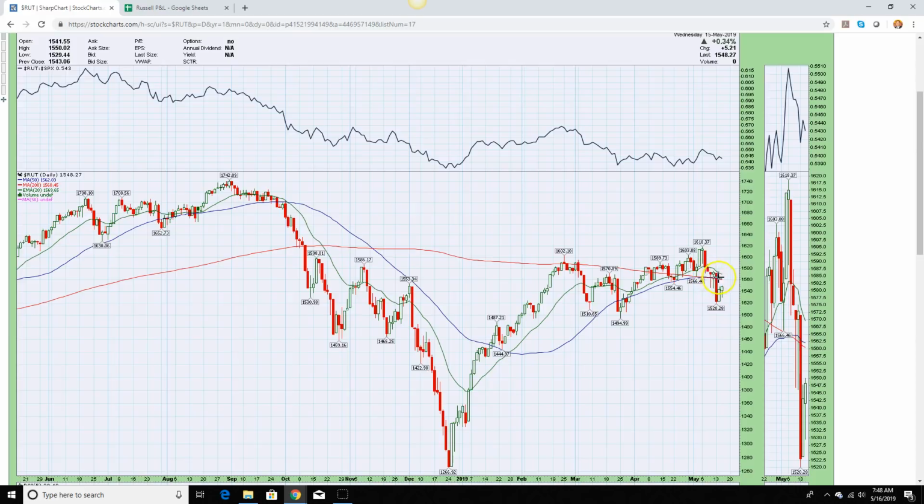You do have a golden cross, but man, this looks like it could fail because it popped above here, broke out of this consolidation, and it just came right back down. If I didn't see the S&P 500 first, I would absolutely say this is just going to roll over. So, something to keep an eye on.